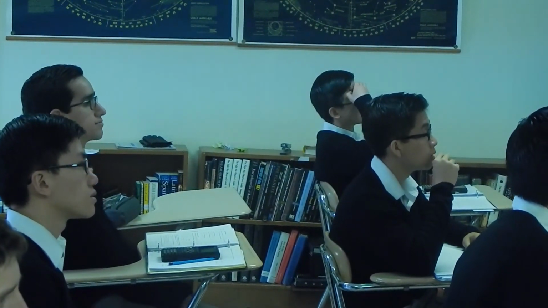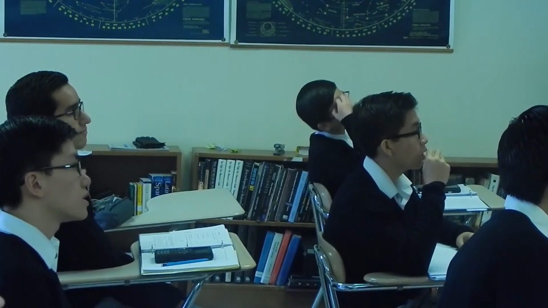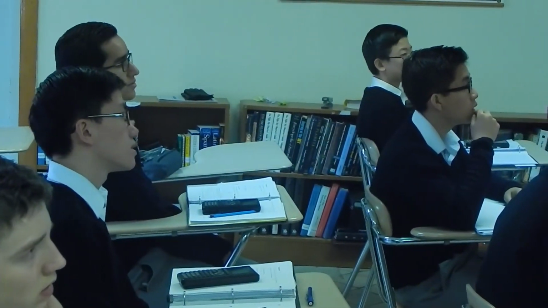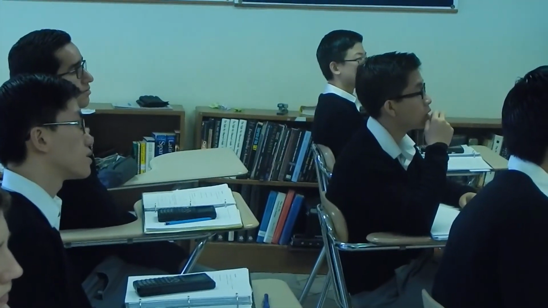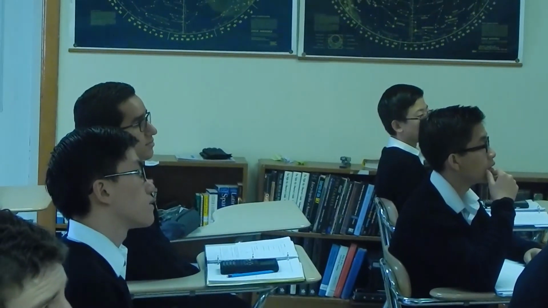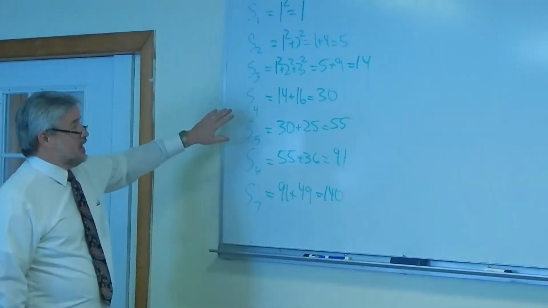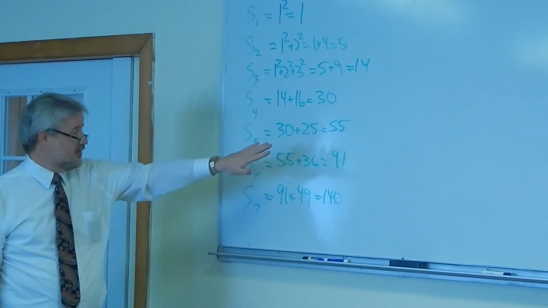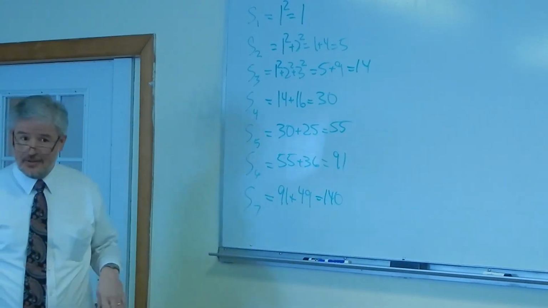So you're just using the previous sum, you already did all the work. 14 plus 4 squared, which is 16, is 30. Then 30 plus 5 squared, and 5 squared is 25. So S4 is equal to 30, S5 is equal to 55, S6 is equal to 91, and S7 is equal to 140.